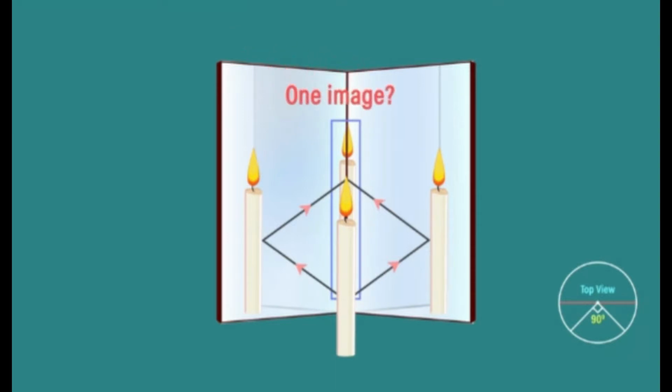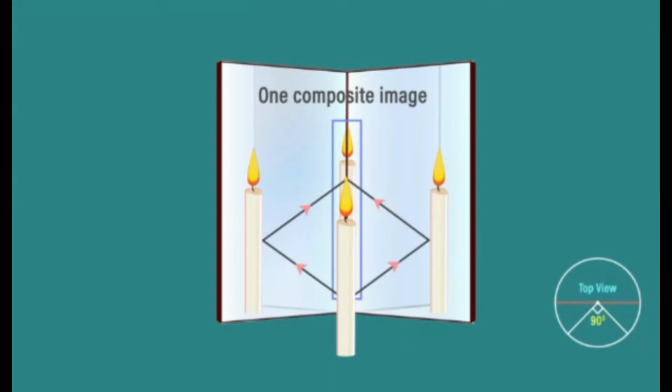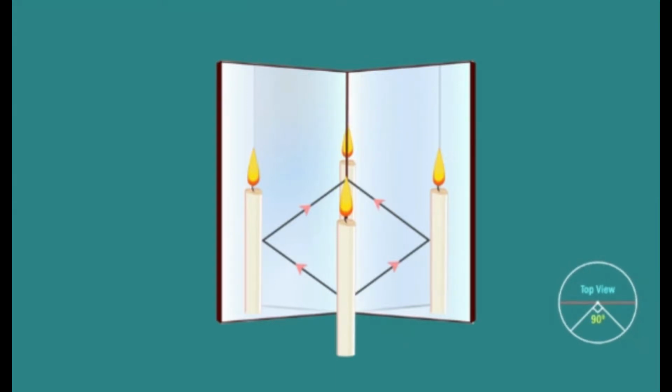These light rays are incident here and form something that looks like one image. But is it one image? This part of the candle is the reflection of this image, and this part is the reflection of the other image. But we can't consider this to be one composite image or reflection. In this case, the angle between the 2 mirrors was 90 degrees.